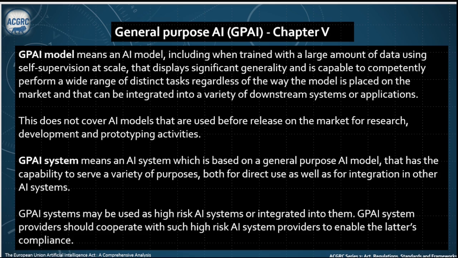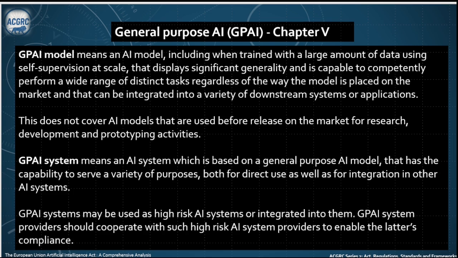This does not cover AI models that are used before release on the market for research, development, and prototyping activity. So be very clear, a GPAI, as per Chapter 5, is the one which is already in use. Those which are under test, development, or working as a prototype are not under the scope of Chapter 5.